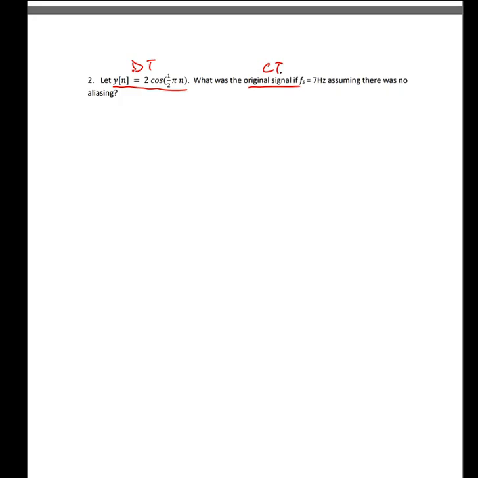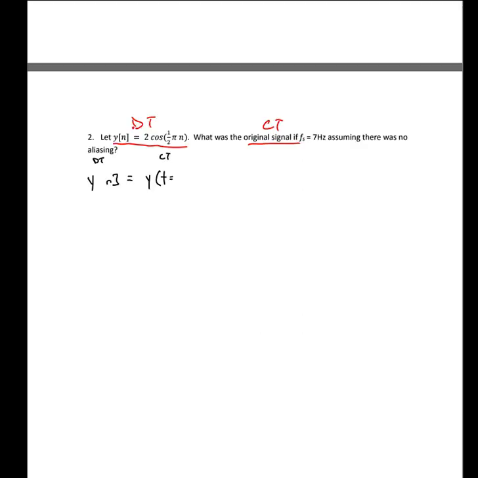We saw that in the first problem, where we had a whole bunch of different frequencies in continuous time, all with aliasing, converted down to the same signal. But if there's no aliasing, it converts down into a single signal that's unambiguous. And the way to do that is to start off with the only equation we know to convert back and forth, which is y of n in discrete time is equal to y of t in continuous time, where you set your t equal to n t sub s.